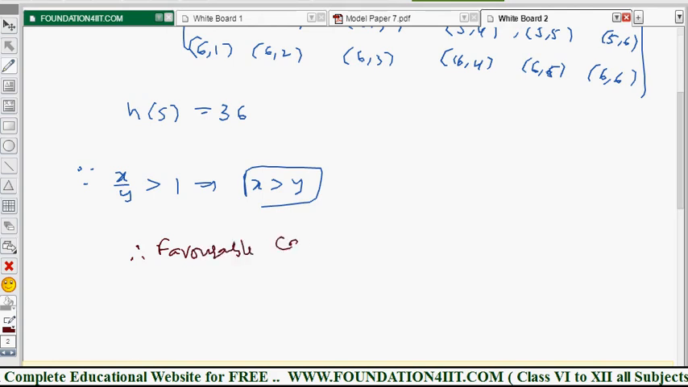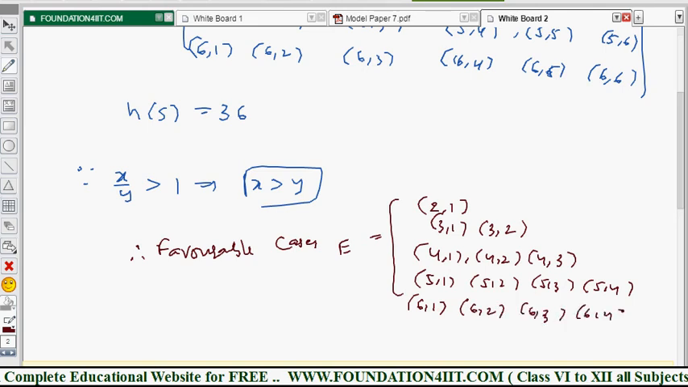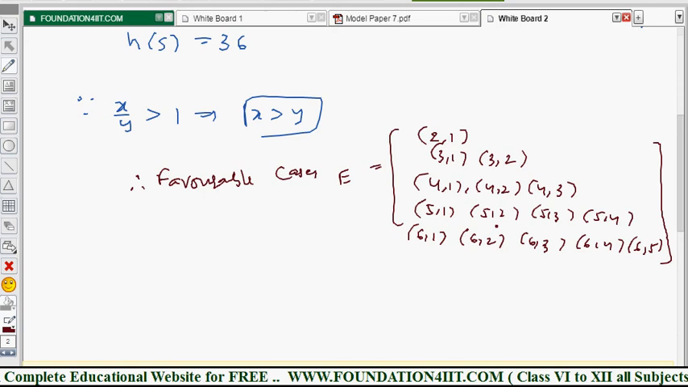So favorable outcomes or favorable cases are, that is, take E. Now from this (2, 1), again (3, 1), (3, 2), because x is greater than y, and (4, 1), (4, 2) and (4, 3). Similarly (5, 1), (5, 2), (5, 3), (5, 4). So it's (6, 1), (6, 2), (6, 3), (6, 4) and (6, 5). These are the cases where x is greater than y. If you count, there are 15 in total. So n(E) is equal to 15.